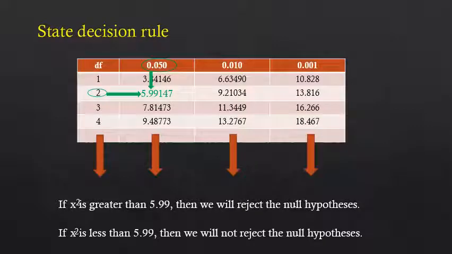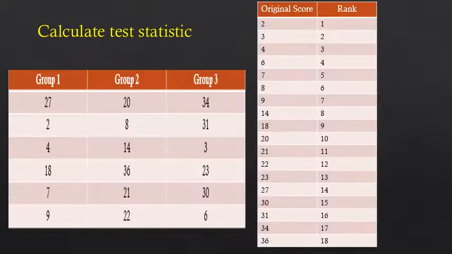Now let's proceed. Okay, so here we have to calculate our test statistics. The table on the left part will be group 1, group 2, and group 3, our ordinal data, as mentioned in the example. On the right side we have the original score with the rank.